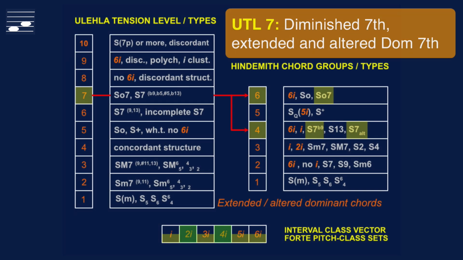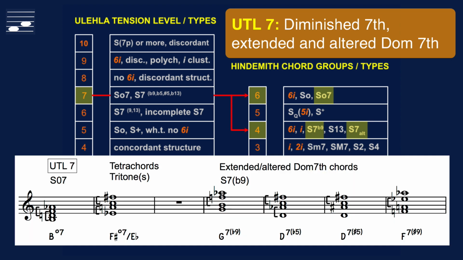We are now entering the high tension level domain with the multiple tritone chords, such as the diminished 7th chord and various extended dominant 7th chords with alterations. These map on Hindemith groups 4 and 6, and note that we may find any interval type in the interval class vector, where, however, there still is a majority of major thirds 4i and major seconds 2i. Here are some typical voicings of the 4-part diminished 7th chord and altered extended dominant 7th chords. We find both single and double tritones.